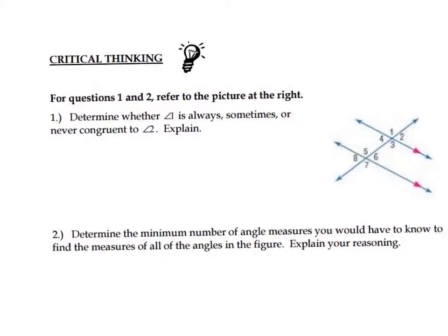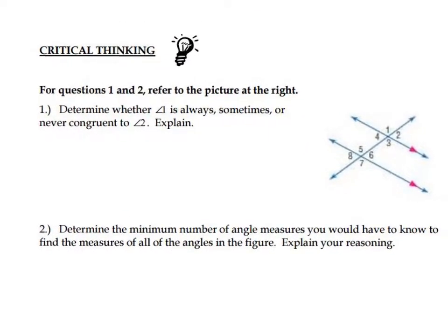So in this last example, we're going to answer two questions using the picture over here on the right. And in number 1, we want to determine whether angle 1 is always, sometimes, or never congruent to angle 2. So angle 1 and angle 2 are right next to each other on the same line. And for those two angles to always be congruent, if we remember our three angle relationships that are congruent, they'd have to be corresponding, alternate interior, or alternate exterior angles, which they are not. So they are not always congruent.